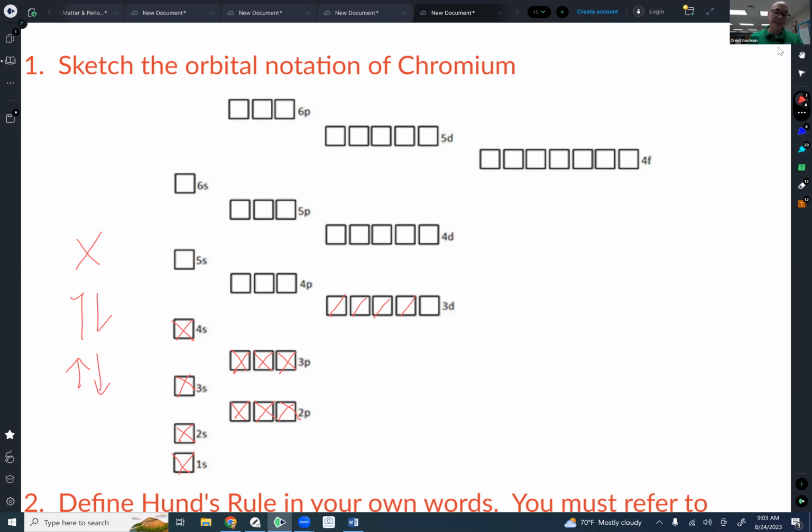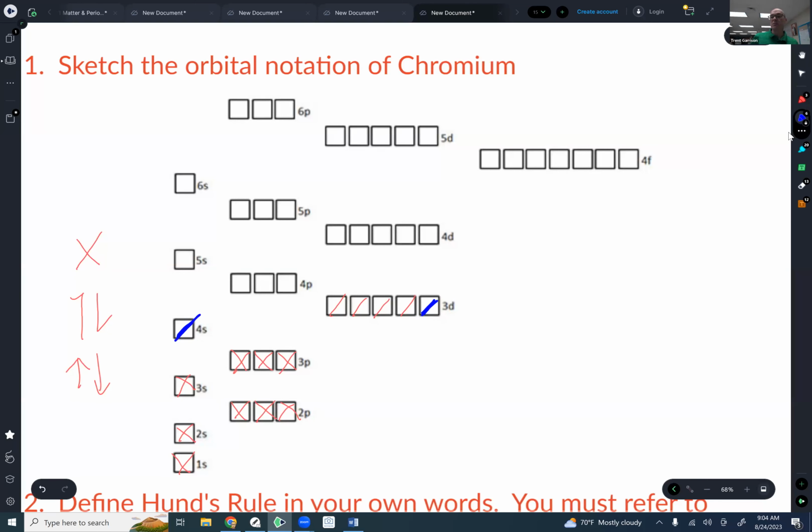Now, the reality is chromium probably is going to want a full sublevel or a half-filled sublevel in both of these, so it's probably going to do something like this. However, if you chose to just fill it straightforward and fill this one and then leave this one partially filled, that's also correct. But the reality is, if there's an opportunity for an element to borrow from an S to get a half-filled or completely filled sublevel, it will do that.